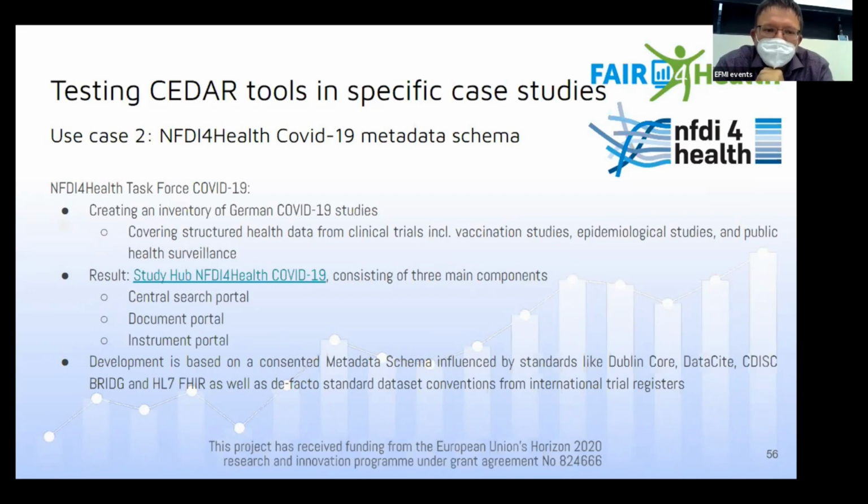It consists of a search portal, a document portal, and an instrument portal, which means you have a central graphic user interface where you can select certain terms or identifiers that you already know. Then you get additional references to documents like annotated case report forms or study protocols. And you have what we call the instrument portal, a view on the variables and items that are part of the data collection. For instance, if you want to know who has data for people that smoke.